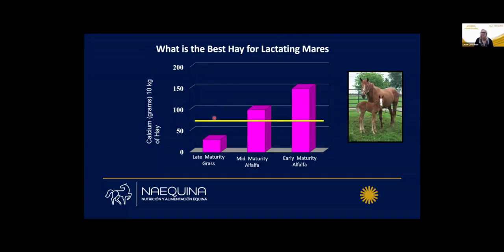The second one is calcium. Again, this is the yellow line for the mare's requirement. Both the mid-maturity and the early maturity alfalfa will meet that requirement. The late maturity grass hay will not. And if she was only getting late maturity grass hay and only this amount of calcium, what this lactating mare would do would be to mobilize calcium from her skeleton to put it into the milk for the baby. And for mares that are in commercial breeding programs where they have multiple pregnancies, that would not be a desirable thing. So we want to meet her calcium need so that we can maintain her skeletal integrity.